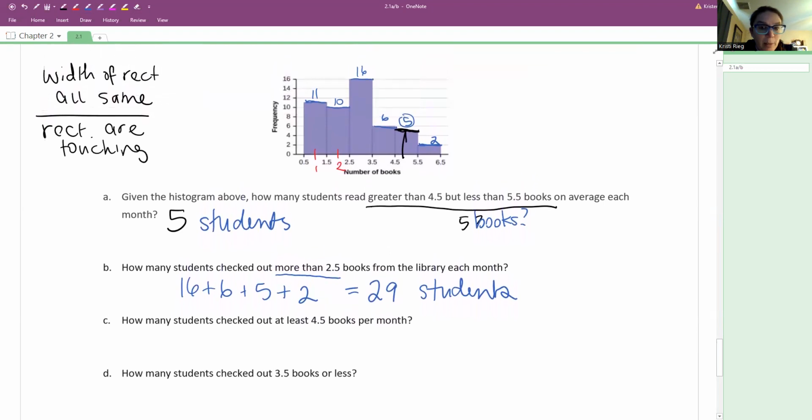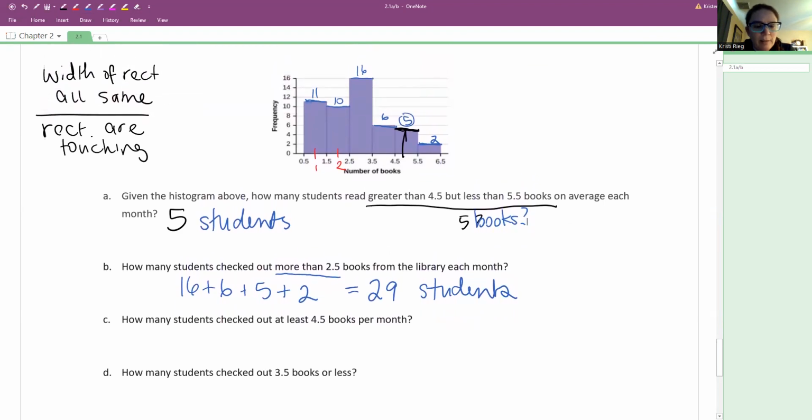Okay, part C. How many students checked out at least 4.5 books? Okay, 4.5 at least. This one gets people a lot. At least 4.5 books. And so the best example, depending on which one is more relevant to you, you have to be at least 16 to get your driver's license. You have to be at least 18 to vote. You have to be at least 21 to go to a bar or to buy alcohol. So at least means that number or bigger, right?